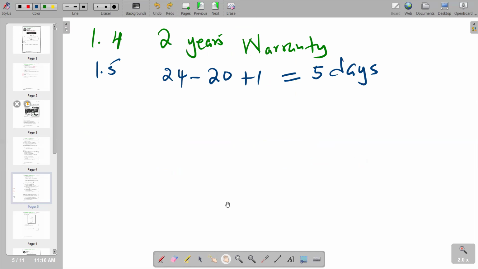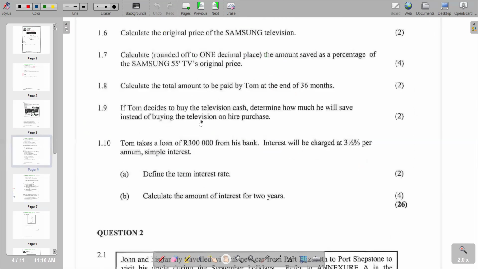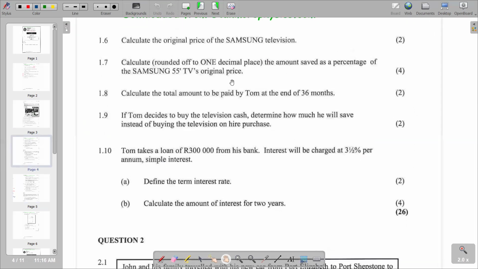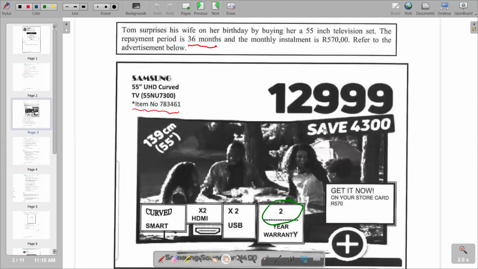Moving on to 1.6. 1.6 reads, calculate the original price of the Samsung television. If you try to see the price that we are given here is 12,999 rands. Of course, beneath that, they say save 4,300. It means after arriving at the price of 12,999, we had reduced it by 4,300. So obviously the original price will be 12,999 plus 4,300.